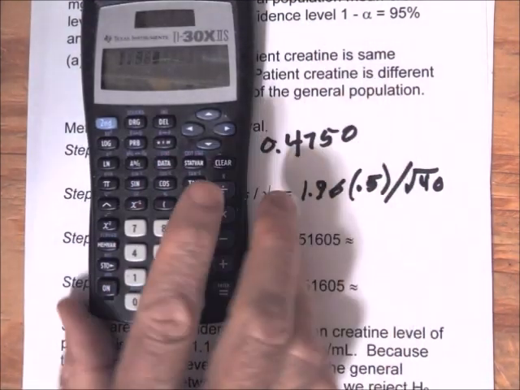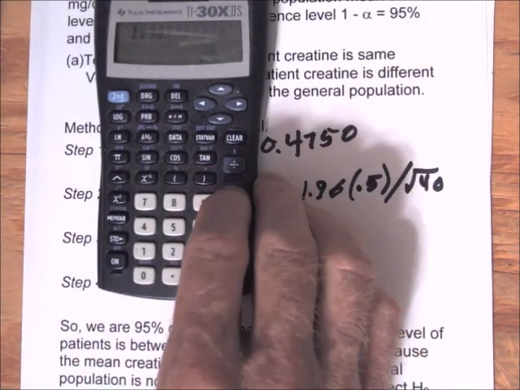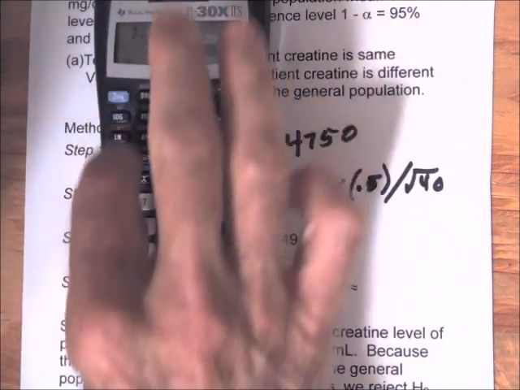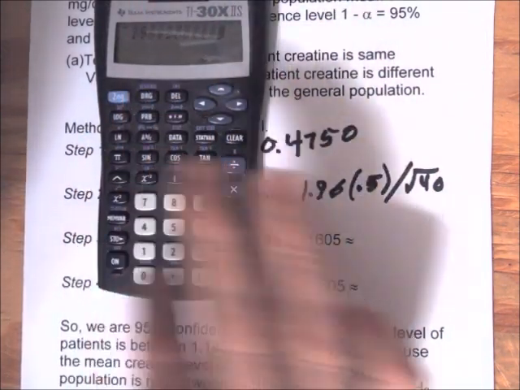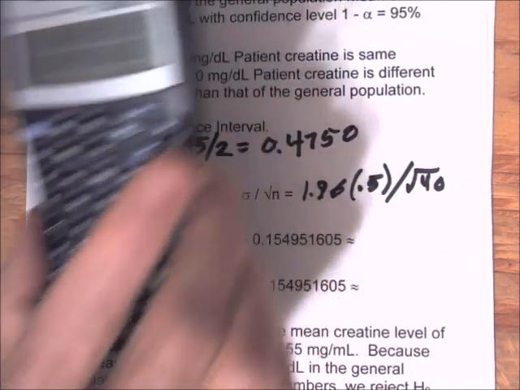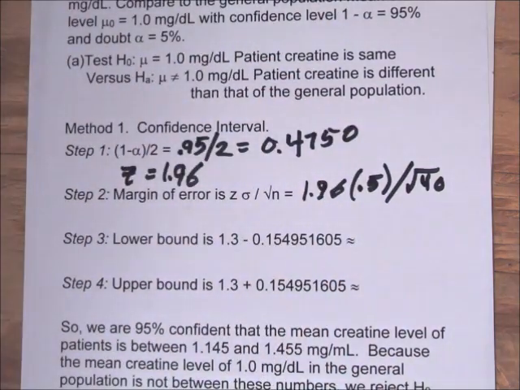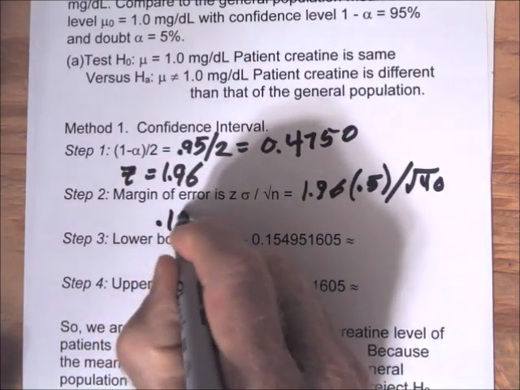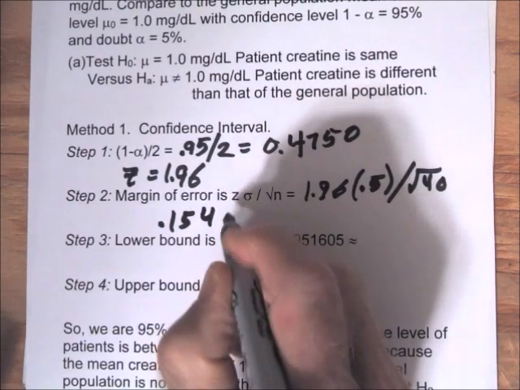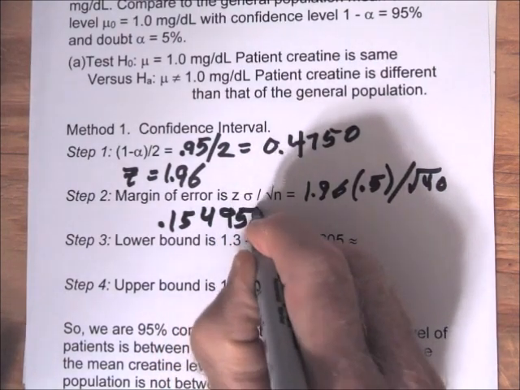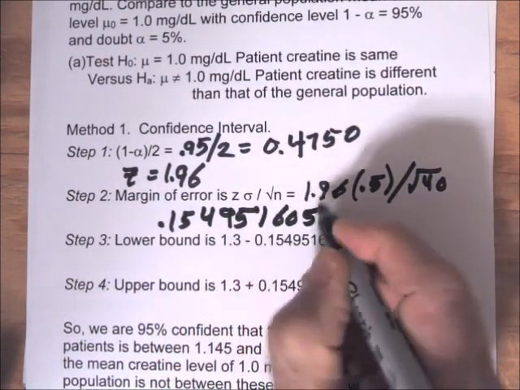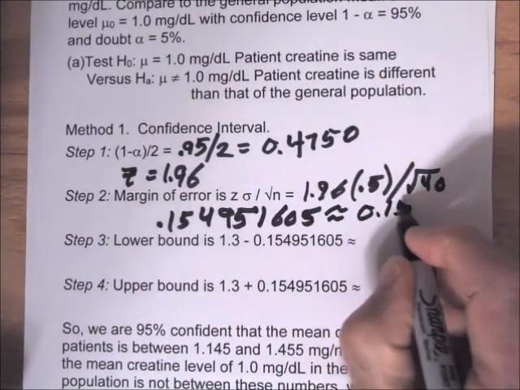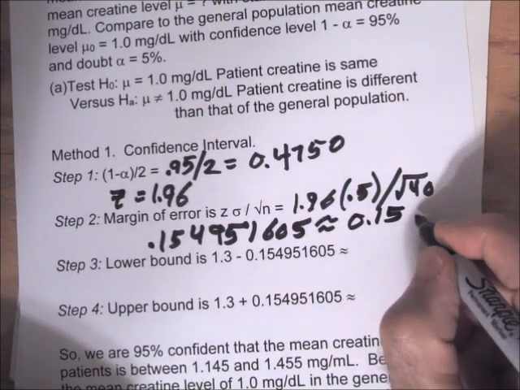1.96 times 0.5 divided by the square root of 40 equals, and that's 0.15 something. Let's say approximately 0.15 milligrams per deciliter.